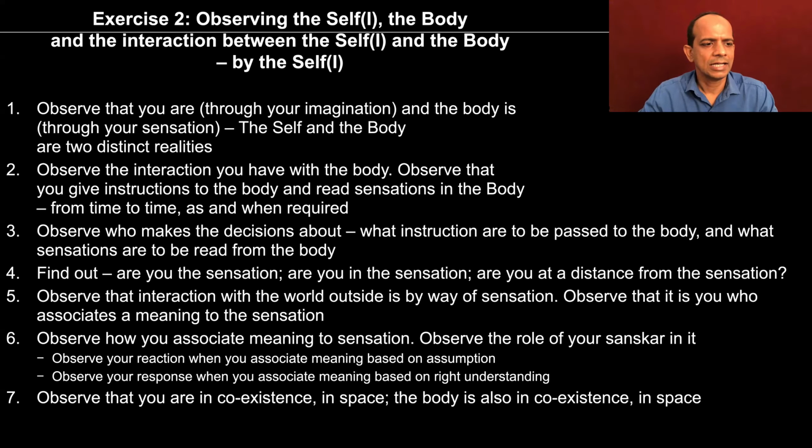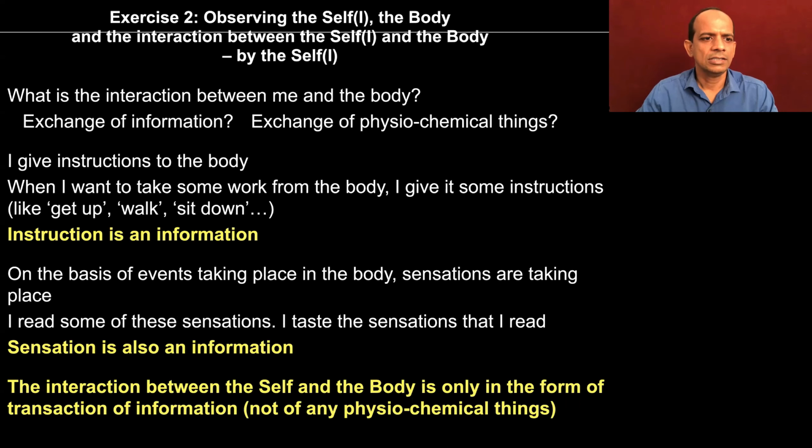And we had seen that in step 1, we are able to observe the two realities. So what we said that you have to observe that you are through your imagination and the body is there through your sensation, and the self and the body are two distinct realities. Now in step 2, we are trying to study the interaction between the self and the body. So try to see what is the interaction between me and the body. Is it exchange of information or exchange of some physiochemical things? What do you think?